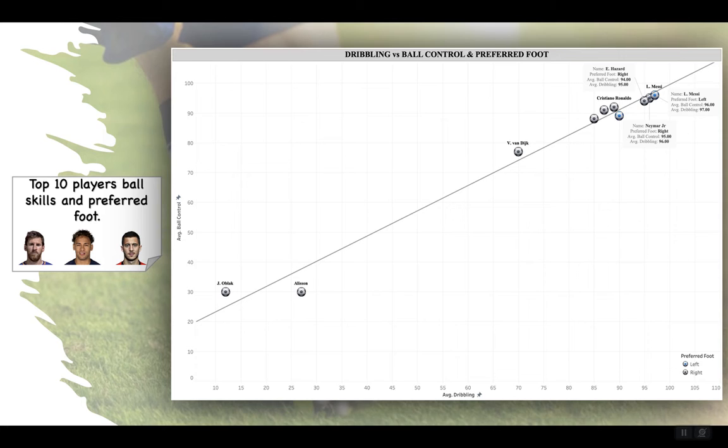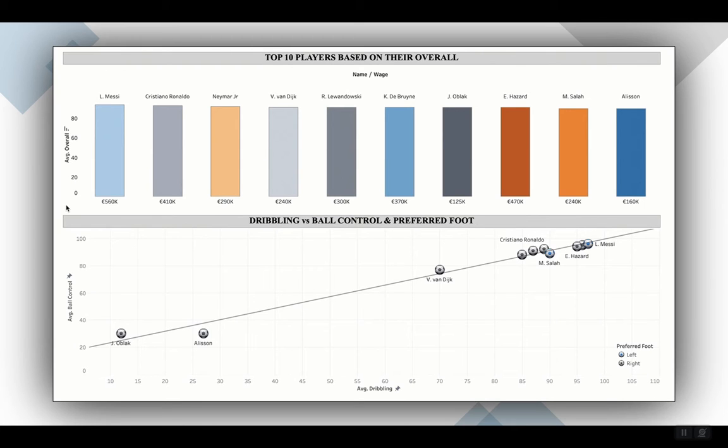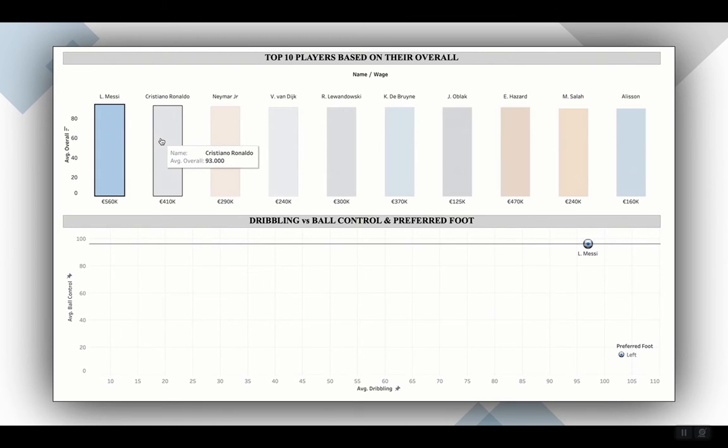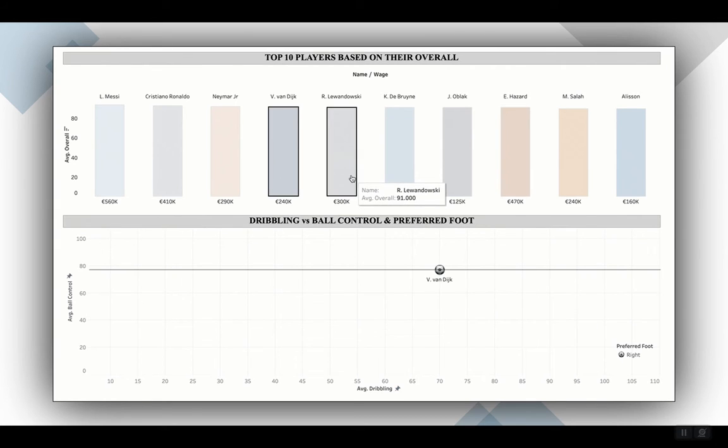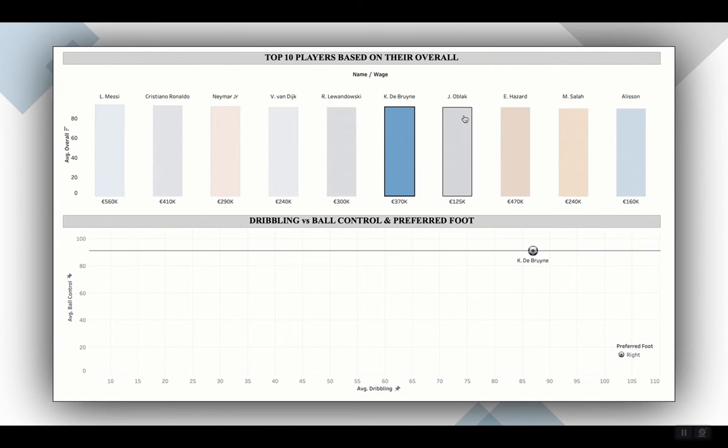So from this graph, I found out that the preferred foot has nothing to do with how good the player is. And there are only 2 players in the top 10 who prefer their left foot, that is Lionel Messi and Mohamed Salah. Rest all the players prefer their right foot. You can see that in this graph.